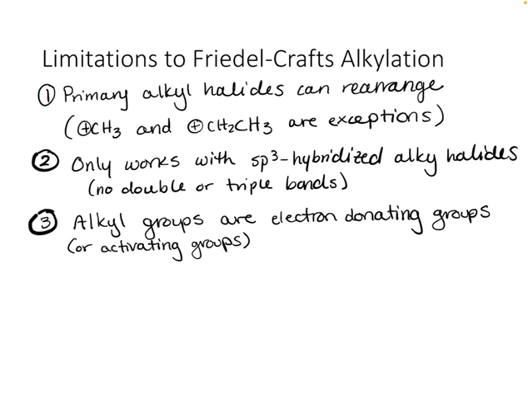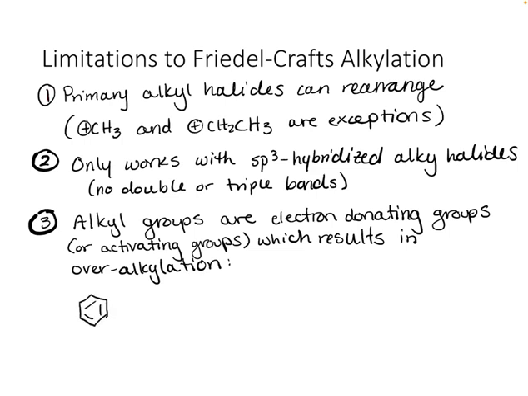So when you add an alkyl group to your benzene ring, it activates the ring and it wants to keep reacting. And so you could add multiple alkyl groups. So for example, let's say we did the reaction we saw earlier where we have a tert-butyl group that we're adding to our benzene ring.